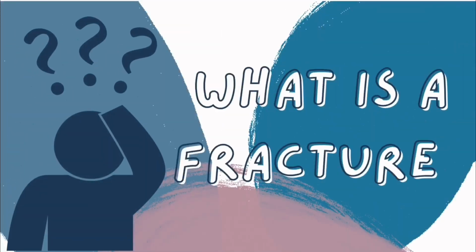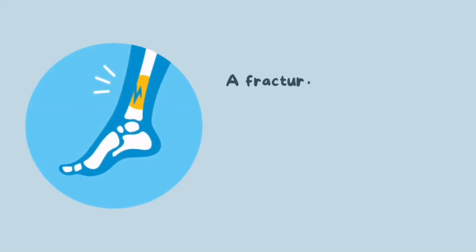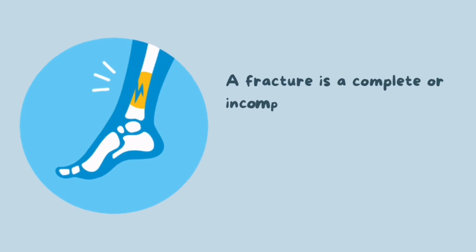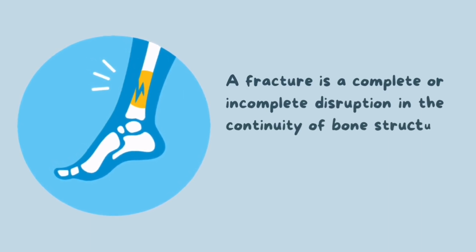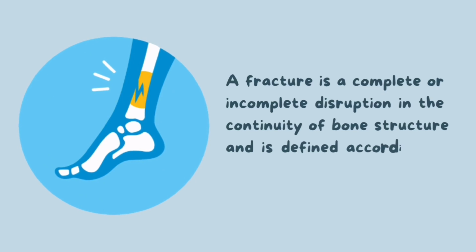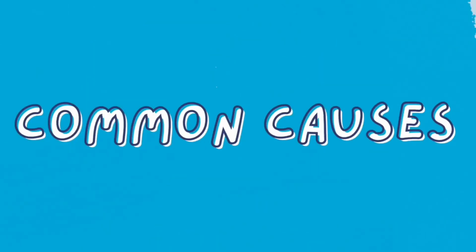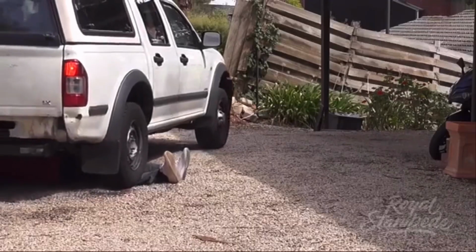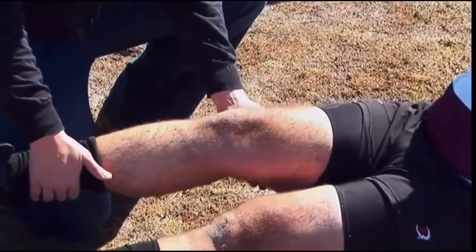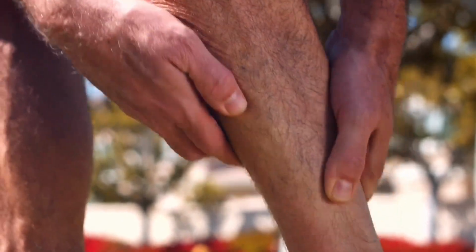What is a fracture? A fracture is a complete or incomplete disruption in the continuity of bone structure and is defined according to its type and extent. Fractures occur when the bone is subjected to stress greater than it can absorb. So what are the common causes of fractures? Fractures may be caused by direct blows, crushing forces, sudden twisting motions, and extreme muscle contractions.